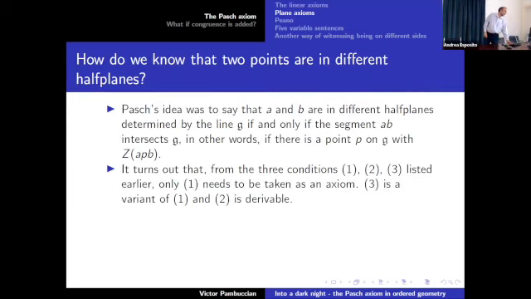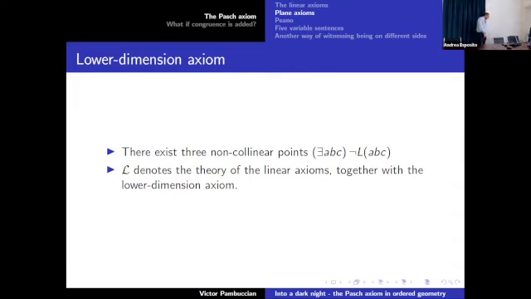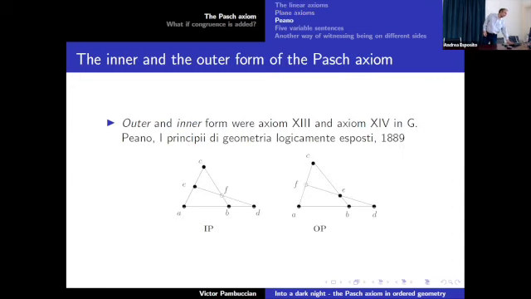You would want to also add a lower dimension axiom, something that tells you that there are at least 3 non-collinear points, because else you could have models that are all linear, and you don't want that in general. You want to have some richness in your theory. Let L denote the theory of the linear axioms, so those that exclude the Pasch axiom, together with the lower dimension axiom. So this will be the ambient theory that the discussion will be happening in.